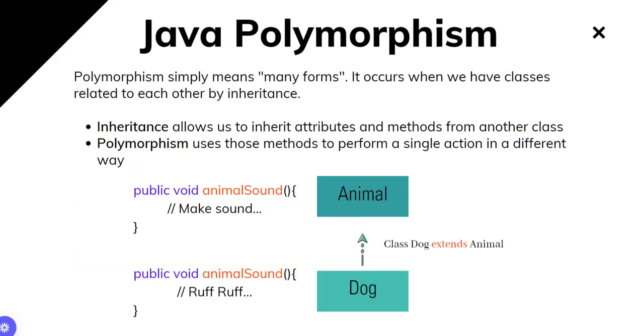As stated before, polymorphism simply means many forms, and it occurs when we have classes related to each other by inheritance. Inheritance allows us to inherit the attributes and methods from a parent class. Polymorphism uses those methods to perform an action in several different ways. In the example, we have an animal class, which is the parent class or superclass, and we have a child class, dog, which extends the animal class and is inheriting all of its properties.